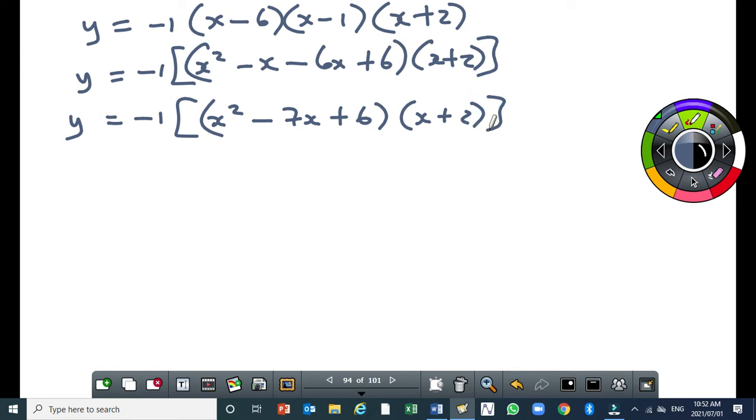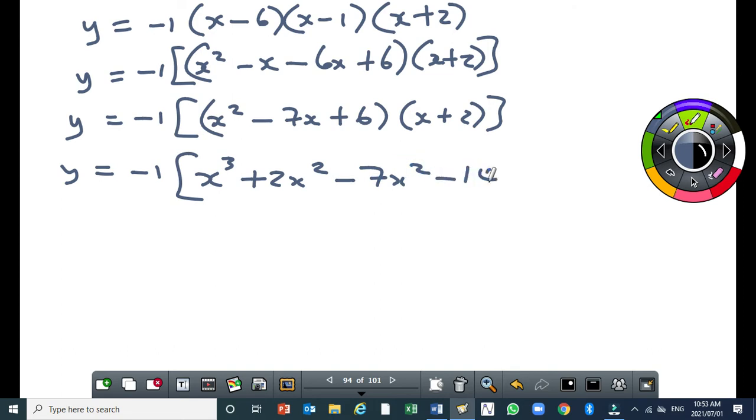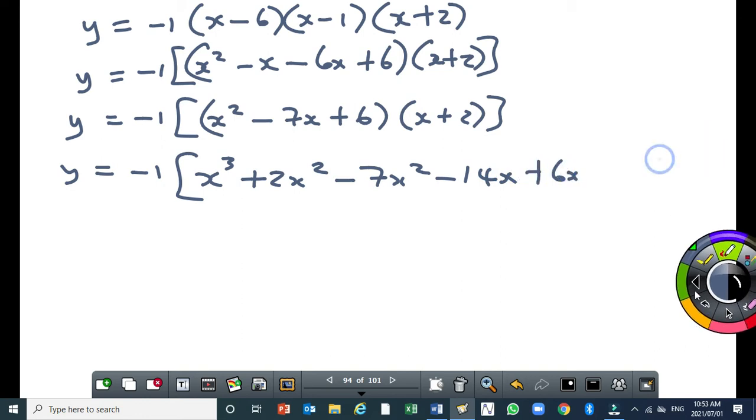Then let me remove the circular brackets. So that will be y equal to minus 1 times x squared times x, that will be x cubed. x squared times plus 2, that will be plus 2x squared. Minus 7x times x, that's minus 7x squared. Minus 7x times plus 2, that's minus 14x. Then 6 times x, that's plus 6x. And 6 times 2, that's plus 12.